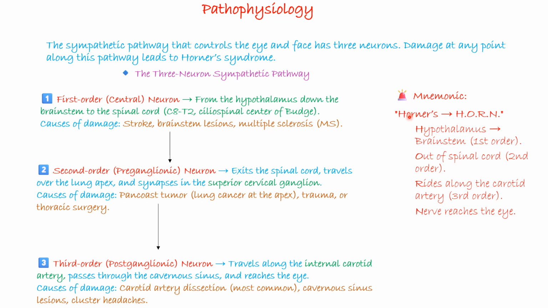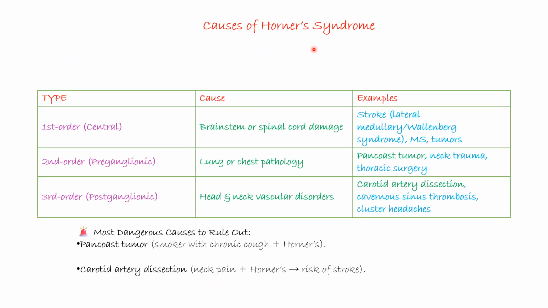The mnemonic behind this is just HORNER. H is for hypothalamus, which moves from the hypothalamus down to the brainstem, down to the spinal cord. And then O is out of the spinal cord, where it synapses in the superior cervical ganglion. And then R, where it rides on the carotid artery, that is the third order, and then the nerve reaches the eye. So this is just a repetition of the causes of Horner syndrome, where we have first order, second order, and third order.